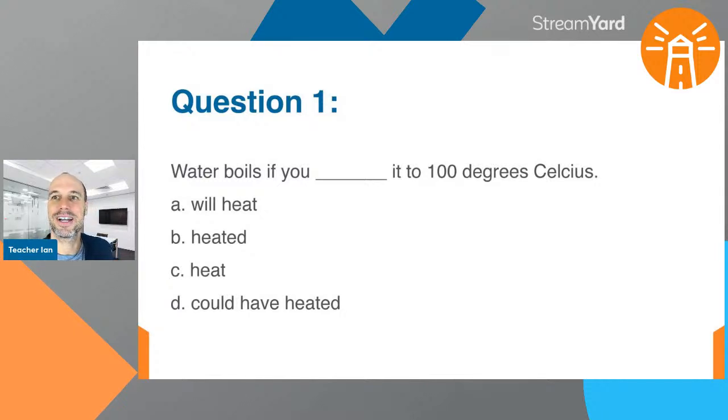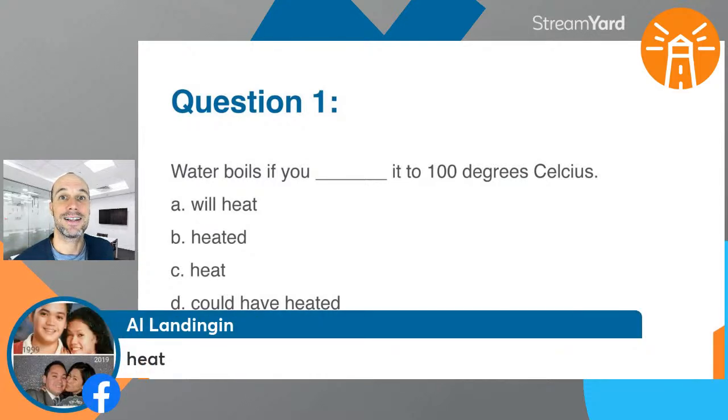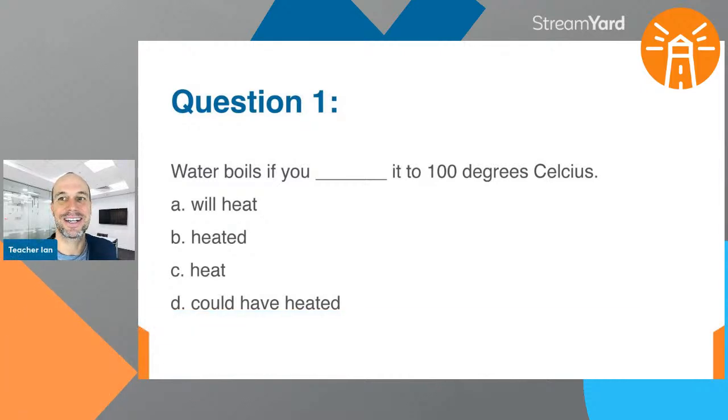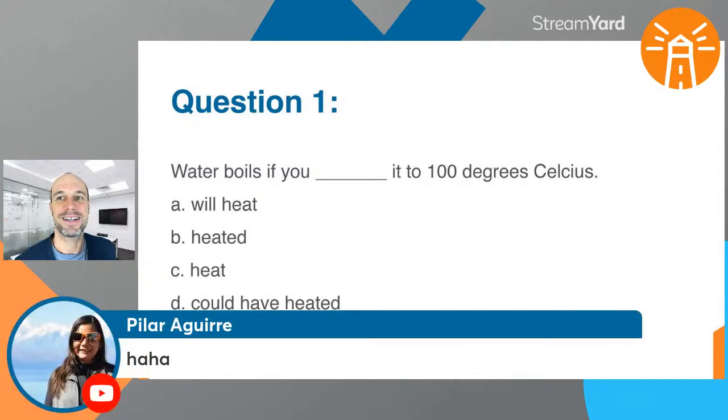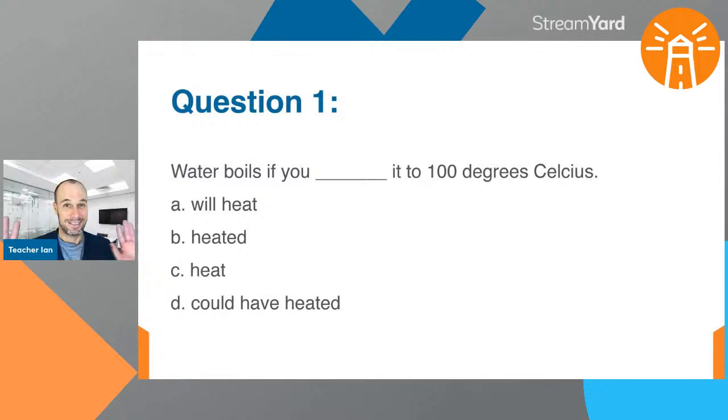All right, what are you guys saying? Let's say C. Al agrees that it's C. Might be wrong, that's okay, that's why we're here. And Barbara says C as well. And Pilar is laughing at Christian. And Christina says C. C is correct. So the answer to number 1 is C. This is the zero conditional. Water boils if you heat it to 100 degrees Celsius. Everybody agrees. C, C, C.